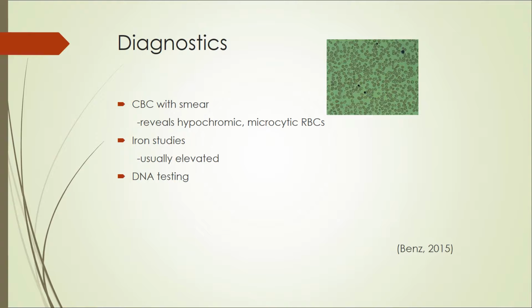What would differentiate this picture from iron deficiency anemia is that in iron studies, the iron would actually be elevated. So that would point you more in the direction of thalassemia rather than iron deficiency anemia. Also, DNA testing would reveal the mutation of the genes.